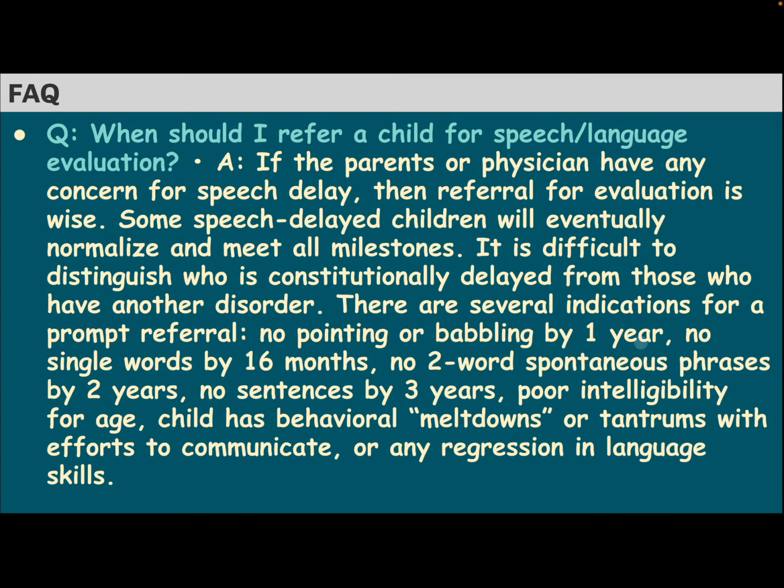No pointing or babbling by 1 year. No single words by 16 months. No two-word spontaneous phrases by 2 years. No sentences by 3 years. Poor intelligibility for age. The child has behavioral meltdowns or tantrums with the effort to communicate, or any regression in language skill.